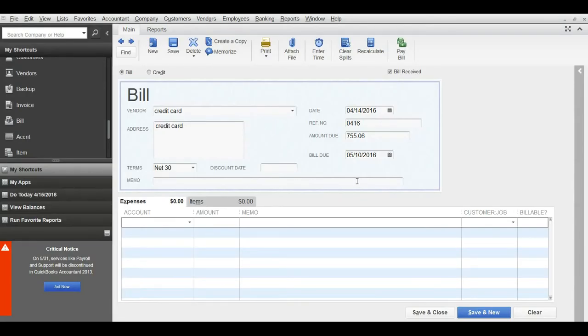So this is part 2 of entering a credit card in QuickBooks. I left off with the vendor name, the date, the reference number, the total amount due, and the due date. If you didn't see video 1, please go back and watch video 1. I'll be continuing with entering the expenses down here.